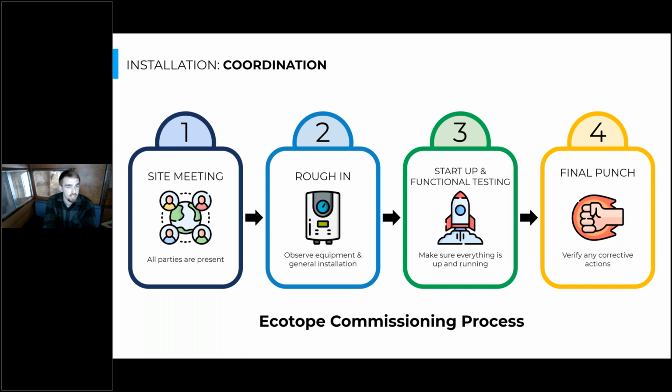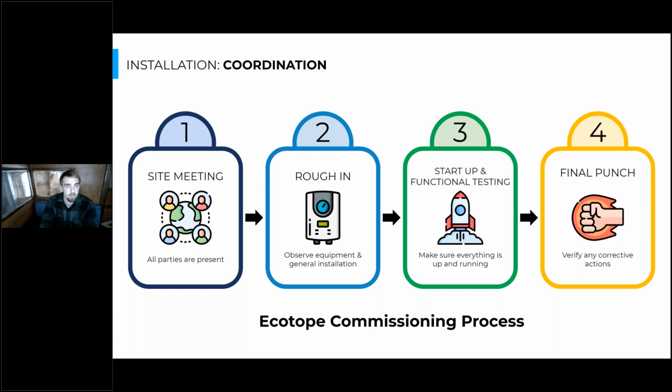The next step in Ecotope's commissioning process is to go onto the site during the rough-in process, where it's a lot easier to see any physical obstructions that the building might have after the equipment's in that weren't totally clear on the drawings. So hopefully there's no corrections that need to be made at this point, because the drawings and the design intent have kind of laid it all out. But it's always good to check physically that everything makes sense in the space that it's operating in.